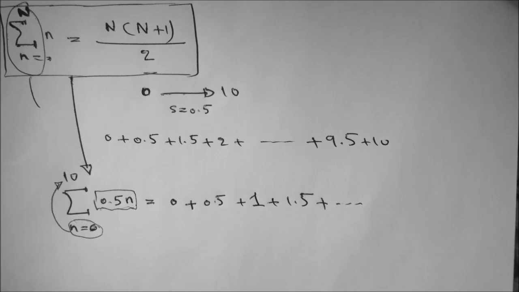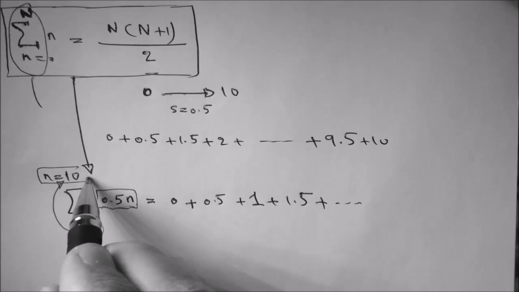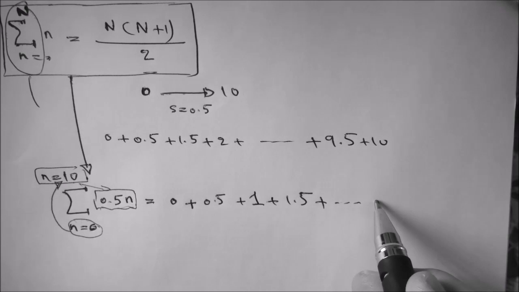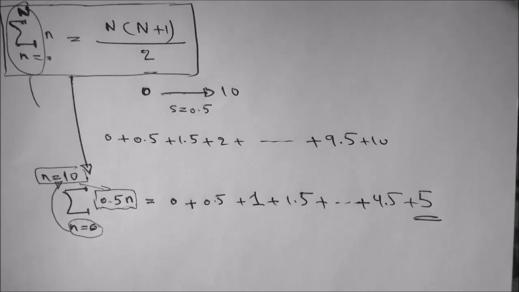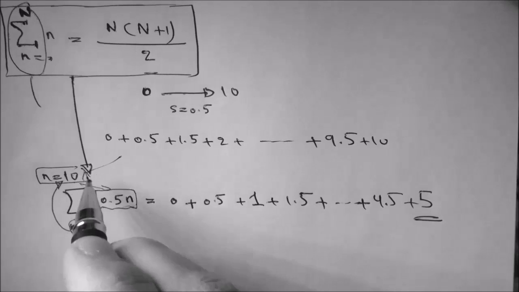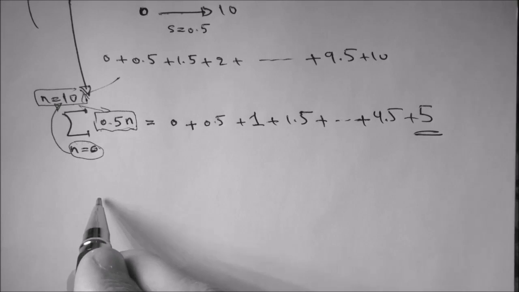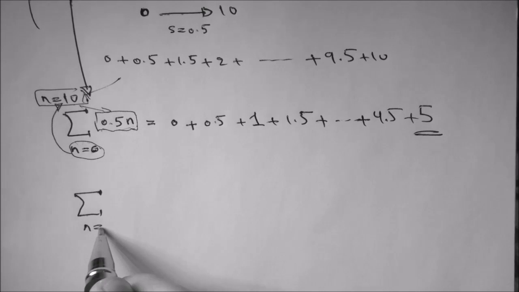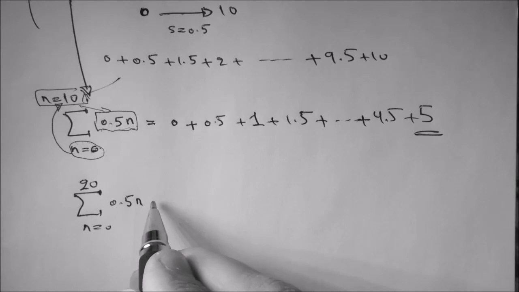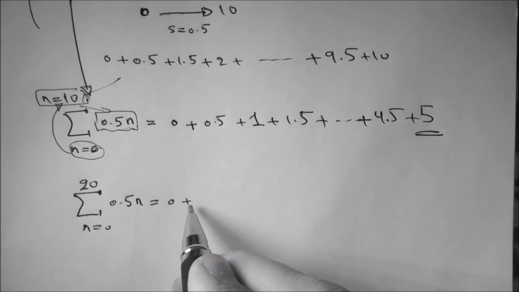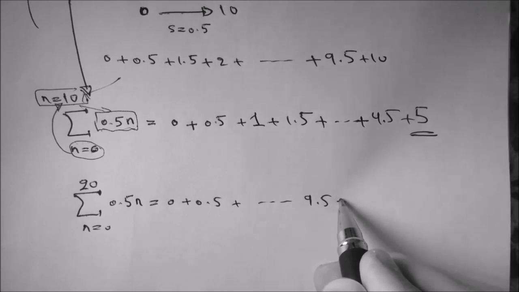The problem is, the last term, when n equals 10, 10 multiplied by 0.5 will be 5. So we get here 4.5 plus 5 as the last term. We want it to be 10. So another modification to solve this problem will be as follows. We write summation from n equals 0 to 20 instead of 10, of 0.5n. This will start from 0 and will end with 9.5 plus 10.